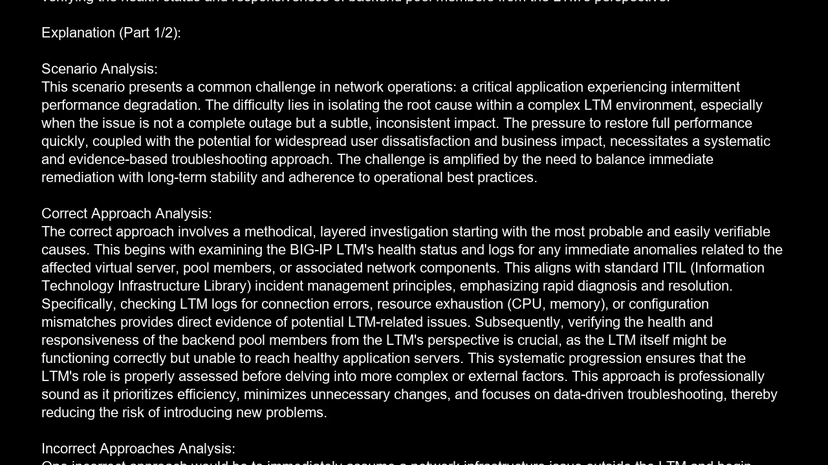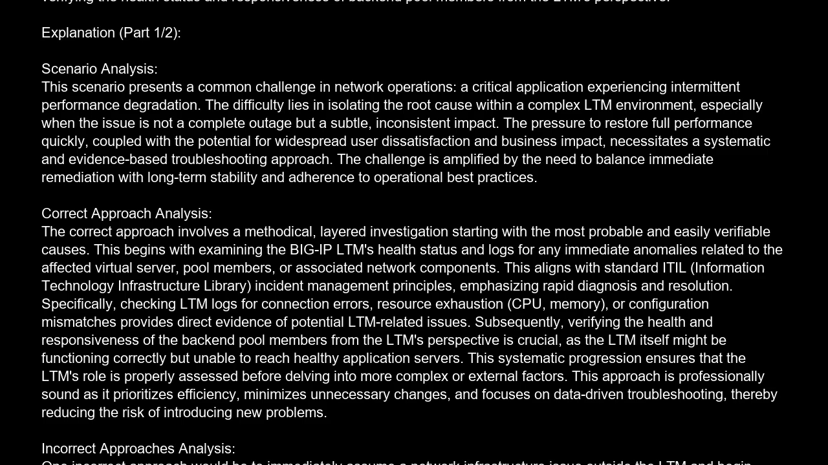Explanation. Scenario analysis. This scenario presents a common challenge in network operations: a critical application experiencing intermittent performance degradation. The difficulty lies in isolating the root cause within a complex LTM environment, especially when the issue is not a complete outage but a subtle, inconsistent impact.